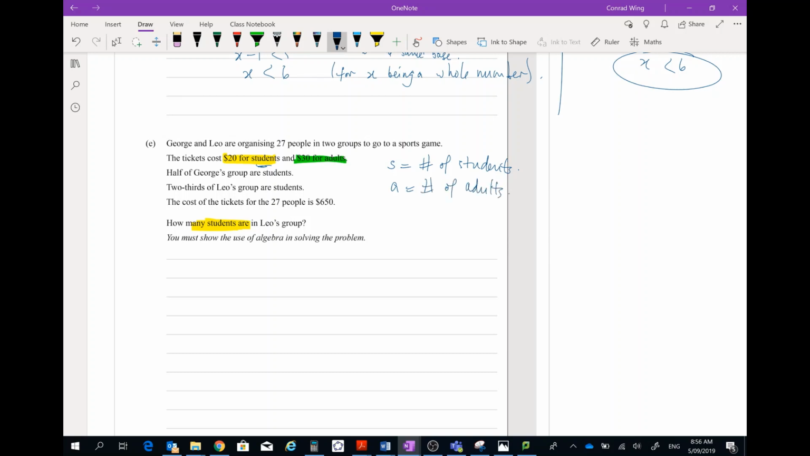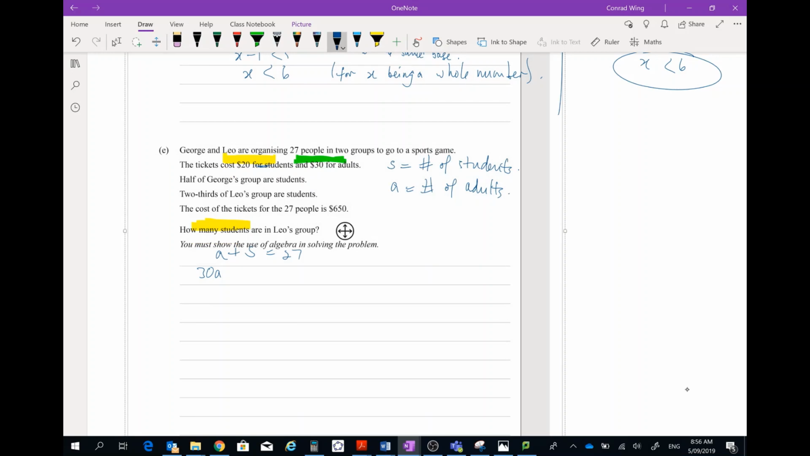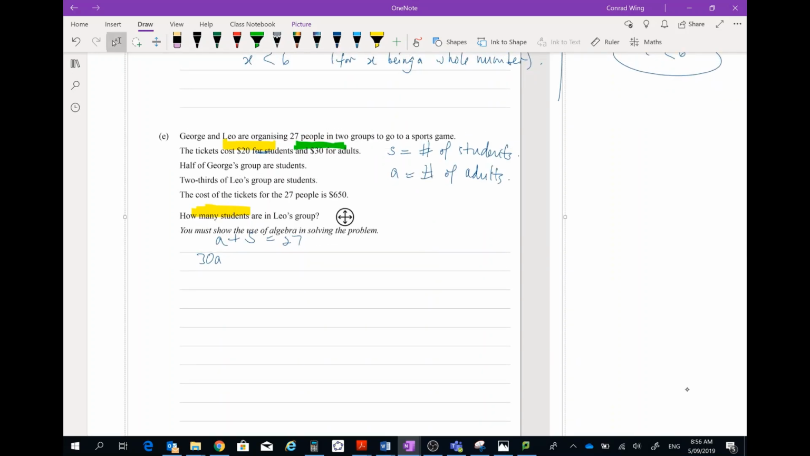Right, what do you know, Zach, about the number of students and adults altogether? A plus S equals 27. Sweet. A plus S is equal to 27, right? And then, what do you know about the total cost of the tickets? 30A plus 20S equals 600. Very good, right? So you've got 30A. This is the total cost of the adults plus the total cost of the students, which is 20S, is $650.